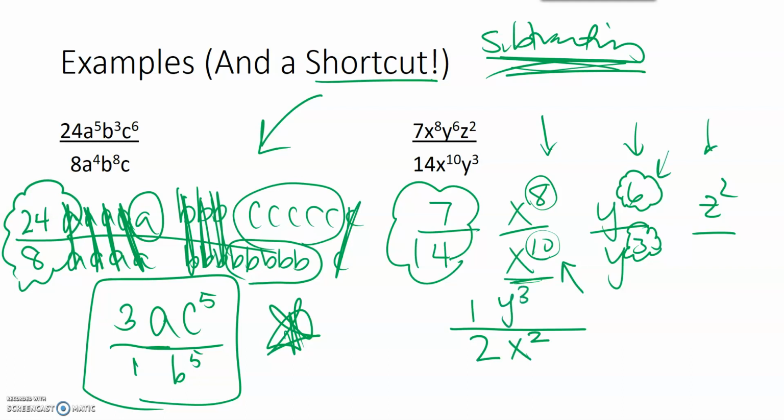Now that z didn't have anything to pair with, so it just stays where it's at. And there's our answer. Now that shortcut, like I said, I don't know if that shortcut's any easier. You're still writing stuff out. I like the long way over here, and again, that's how I would recommend doing it.